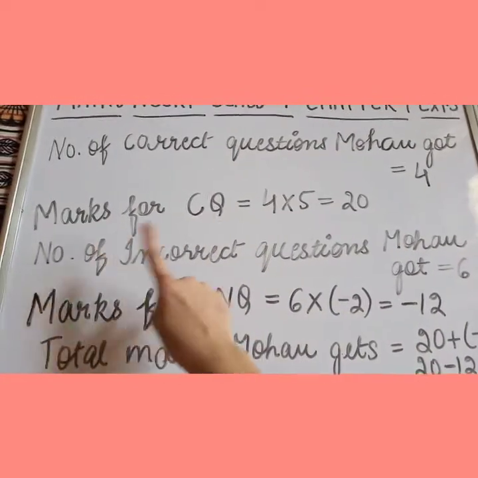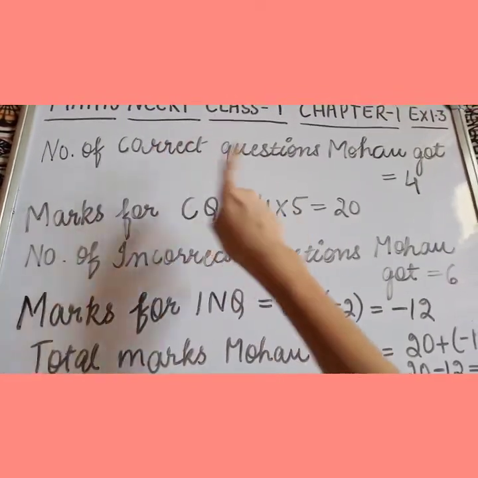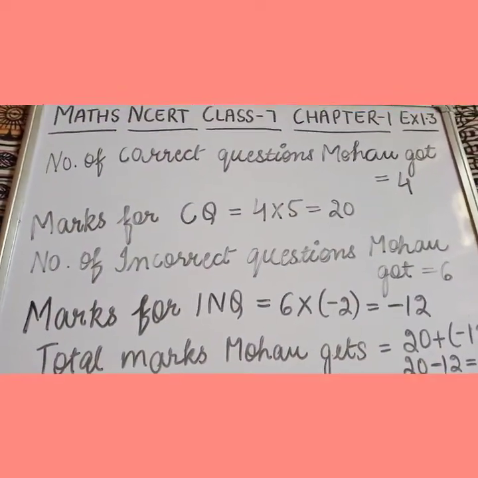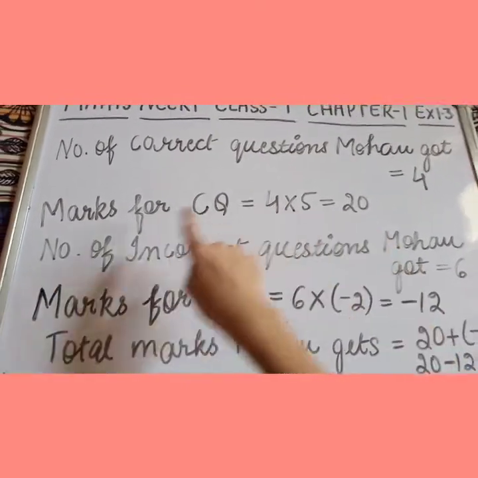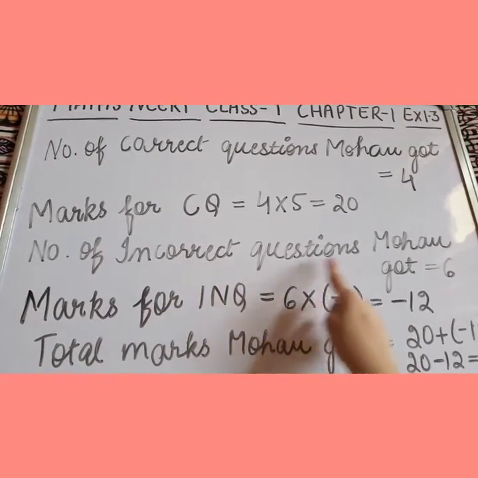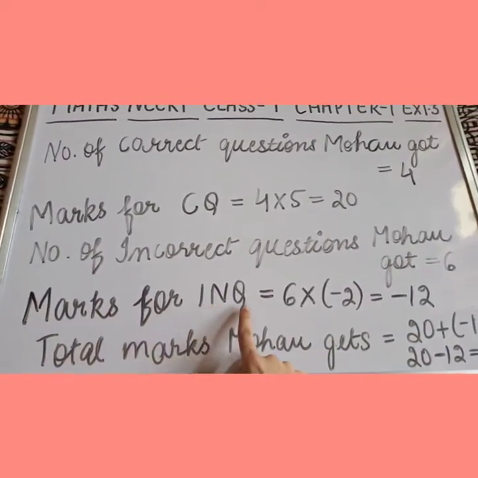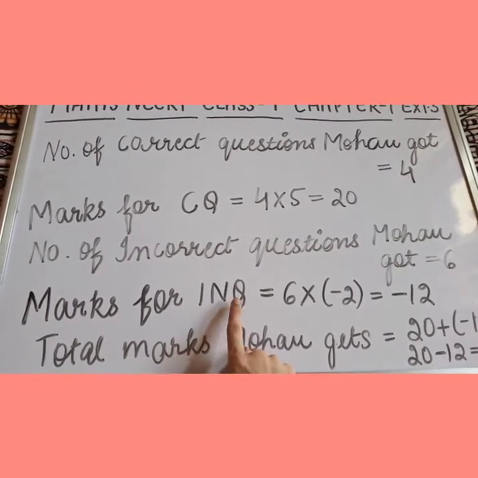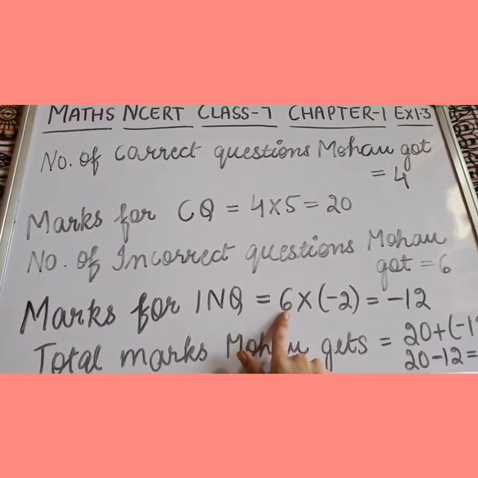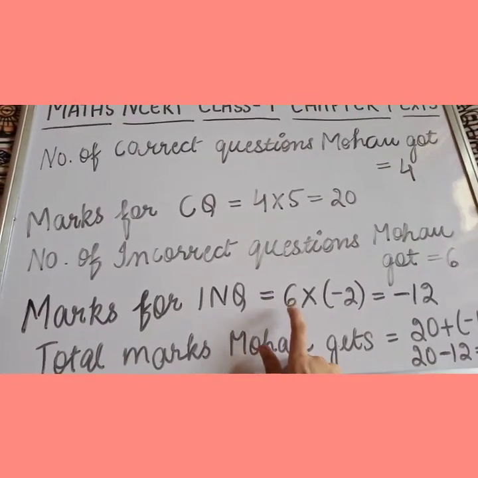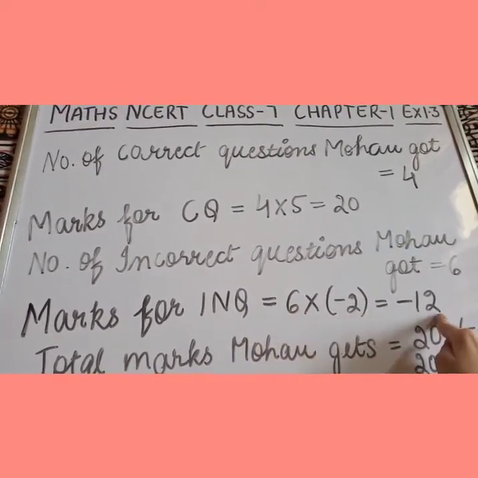Then marks given for CQ. CQ here stands for correct questions. Okay, now 4 into 5, that will be 20. Then number of incorrect questions Mohan got is 6. Then marks for incorrect questions, this is IQ, which stands for incorrect questions, equals to, you will multiply the number of incorrect questions with the marks given for every incorrect answer, you will get minus 12.